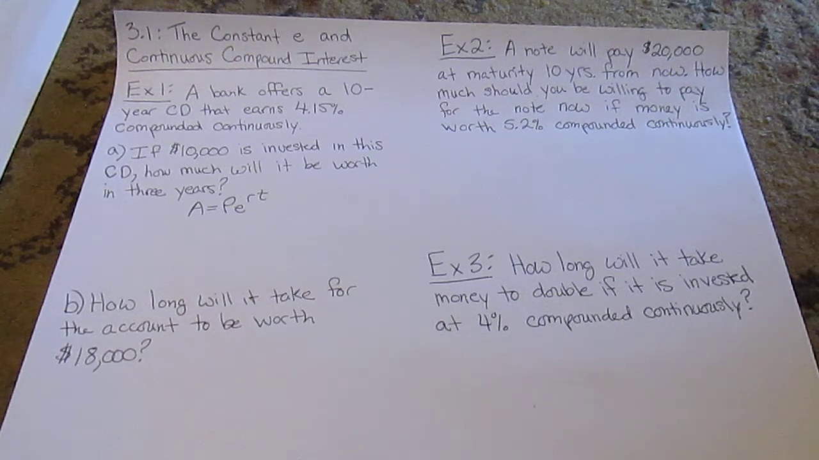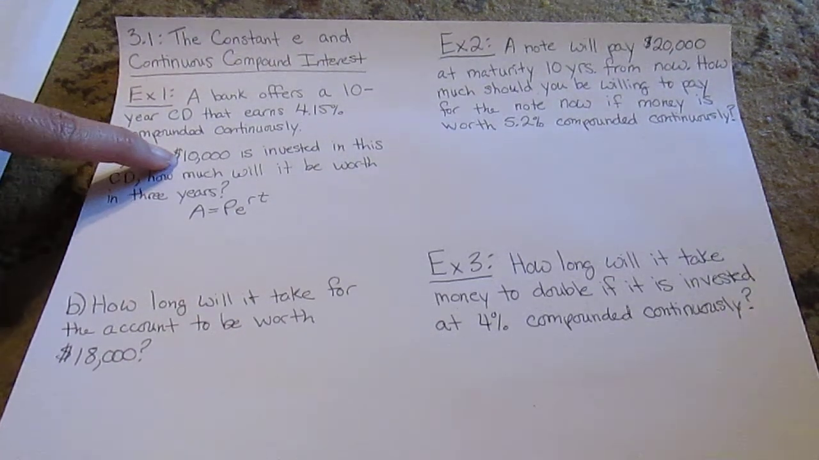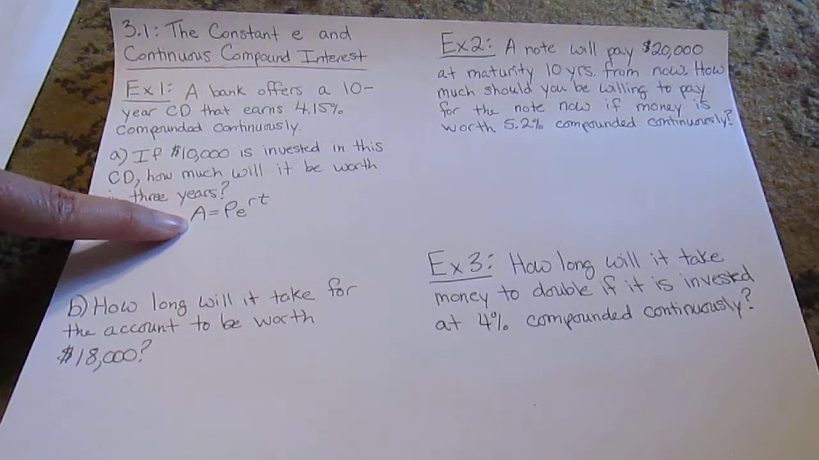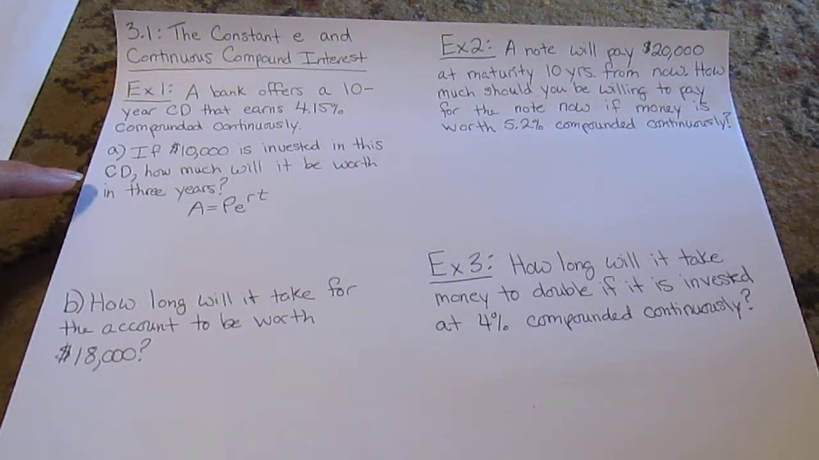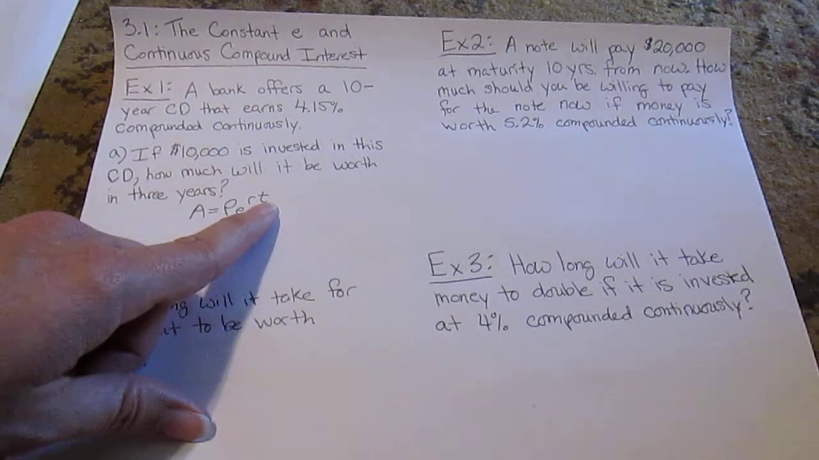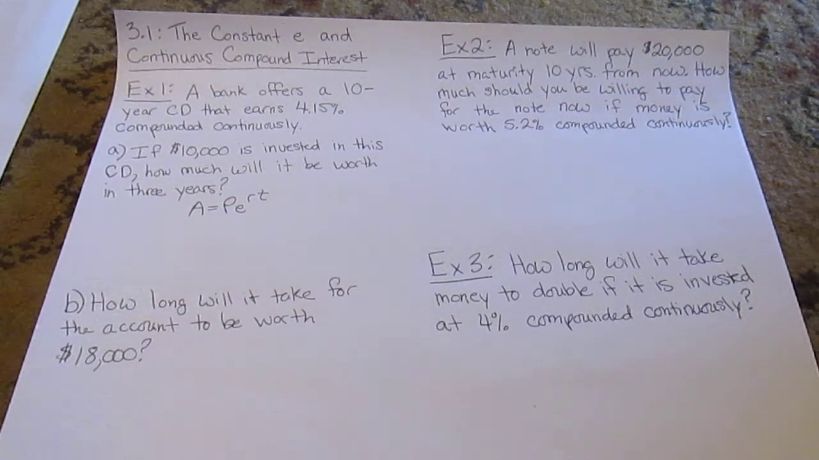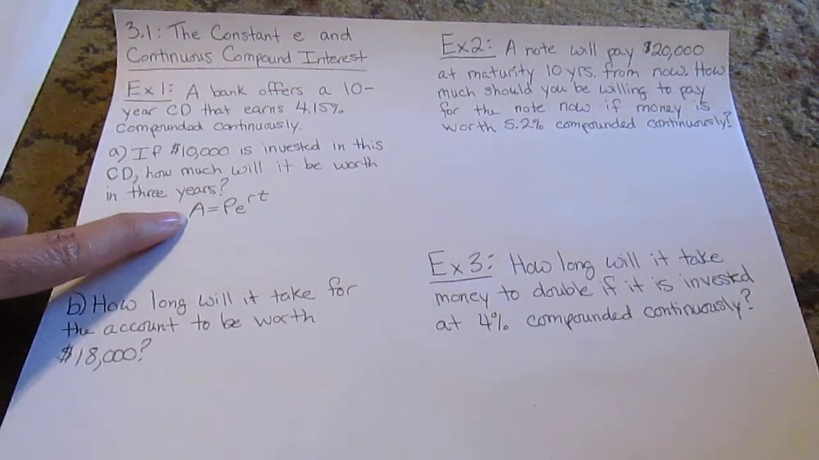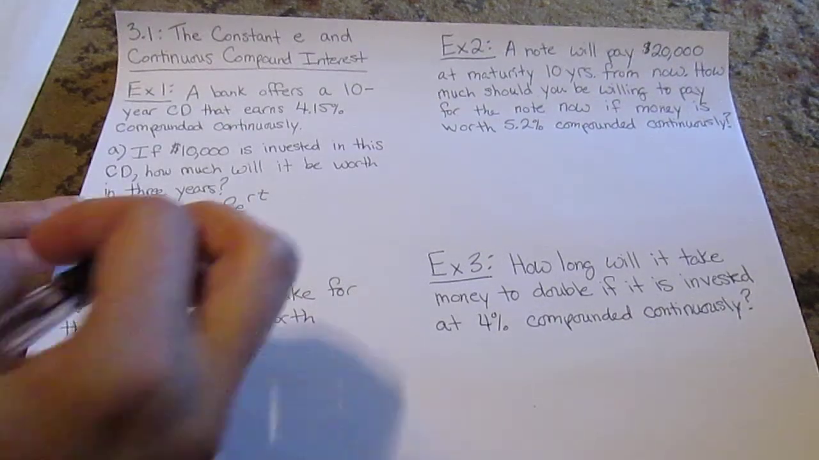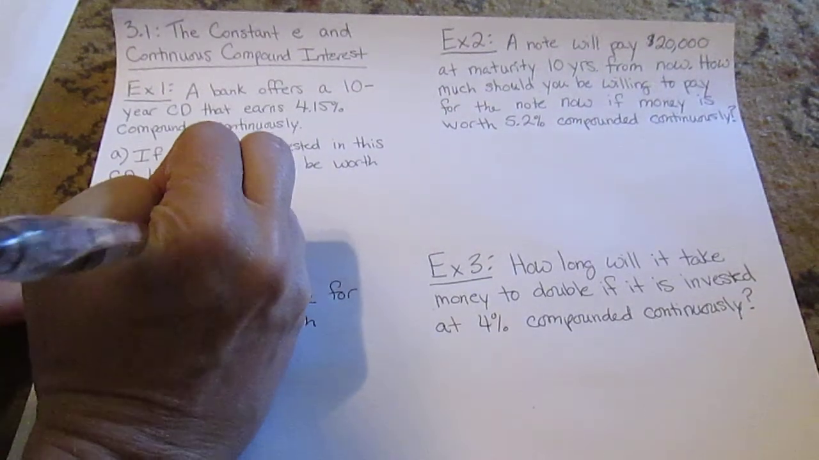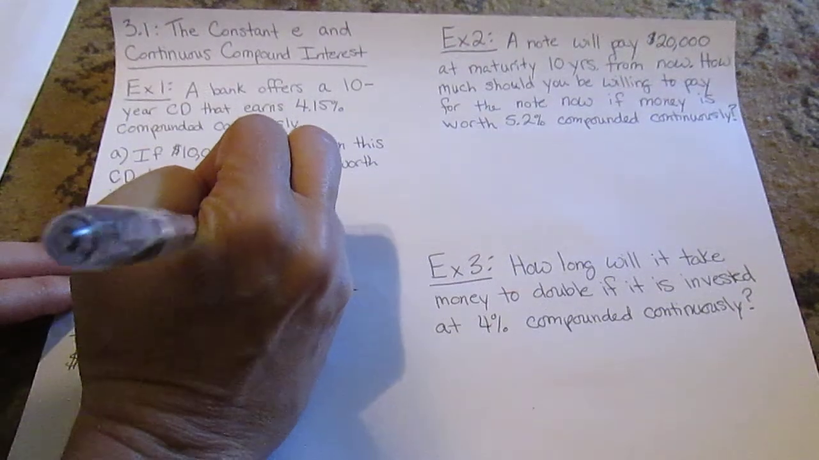So let's take a look at what we're given. We've got $10,000 invested, so that's our P. How much will it be worth in 3 years? So 3 is our t. And how much will it be worth? Well, that's our A. We're going to be looking for our A. And they gave us our r up here. So we've got A equals 10,000.